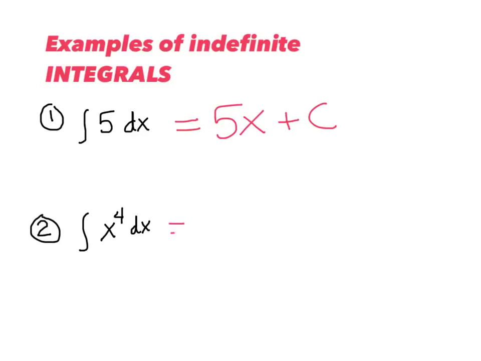Number 2, this is similar to that second integration rule we just talked about. If I were to take the derivative, I would subtract 1, but I'm integrating, so I'm going to add 1. So I'm going to say this is x to the, I want to add 1, so that's x to the 5th, and now you divide by that same number. So this is x to the 5th over 5 plus c.